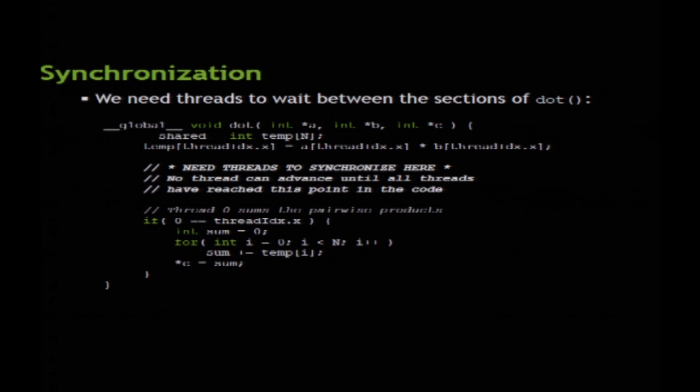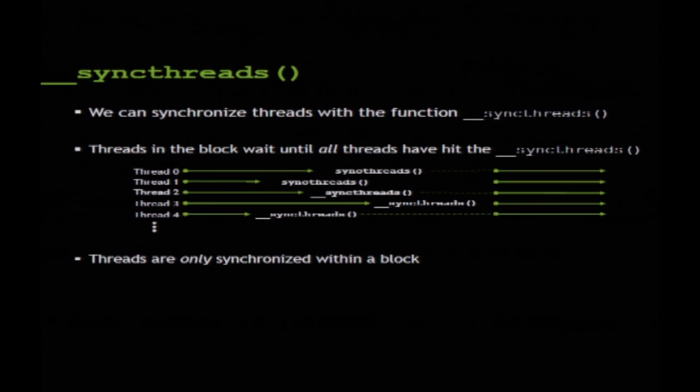We're going to have everybody compute their product, store it in the shared memory temp, but we're going to make everyone stall at this point before they can proceed, before we actually sum up those pairwise products. And if you look at it, the execution would look something like this. You'd have your threads executing, and then they get to this point, and when they hit sync threads, they would stop, and then only the threads within that block are synchronized.